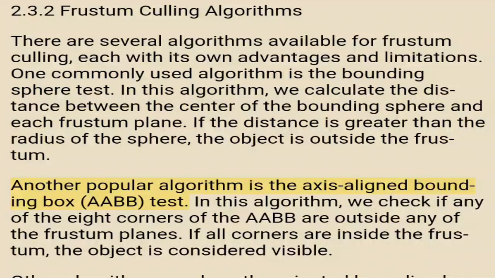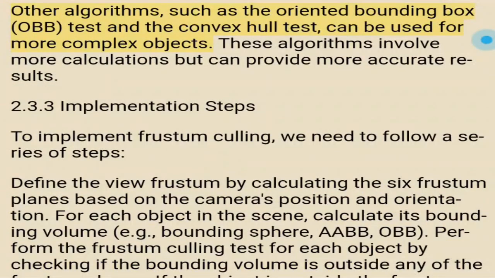Another popular algorithm is the axis-aligned bounding box (AABB) test. In this algorithm, we check if any of the 8 corners of the AABB are outside any of the frustum planes. If all corners are inside the frustum, the object is considered visible. Other algorithms, such as the oriented bounding box (OBB) test and the convex hull test, can be used for more complex objects. These algorithms involve more calculations but can provide more accurate results.